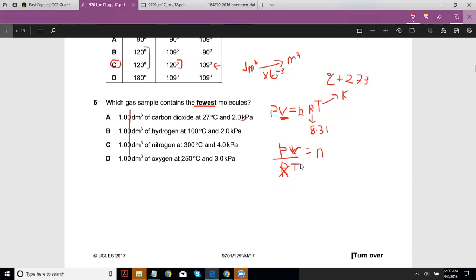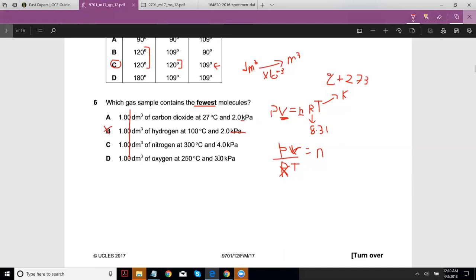So just to be on the safe side, let's complete it. So 2000 divided by 27 plus 273, we should do that. So that comes to about 6.66. Then you have 2000. Well, that's kind of obvious. We shouldn't have done this, because we want high pressure but low temperature. So what we shouldn't do is this, because its pressure is the same but temperature is higher, so it won't be B.